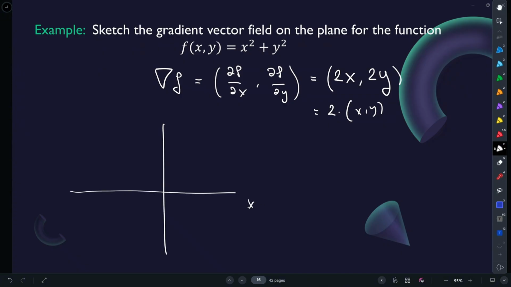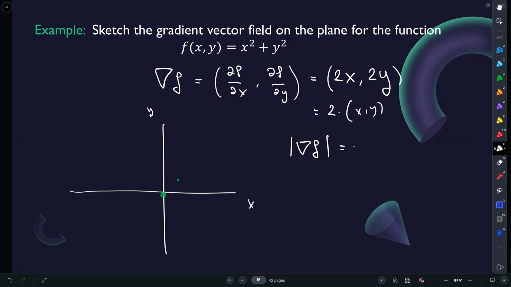So if this is x and this is y, it's telling me that at 0, 0, it vanishes. At 1, 1 there is a vector in the direction of 1, 1, but of length 2. Well, actually, what is the length of the gradient?